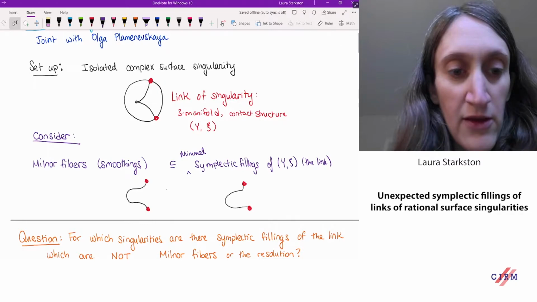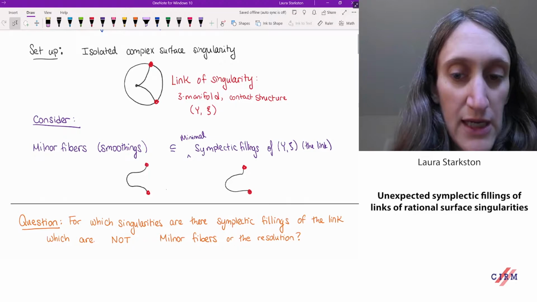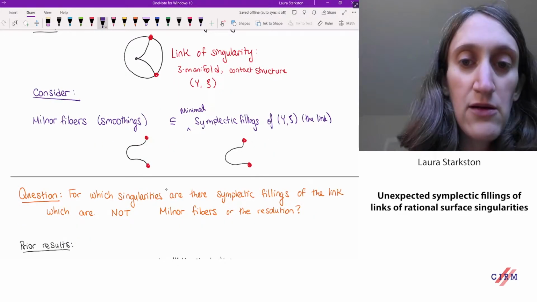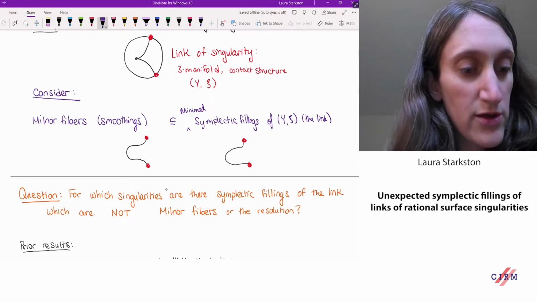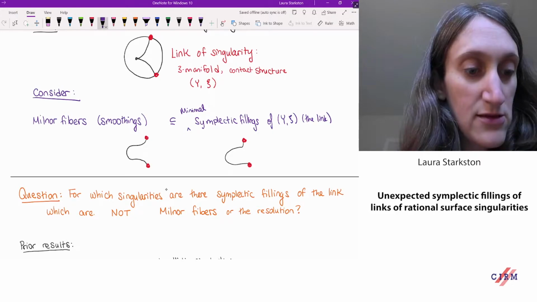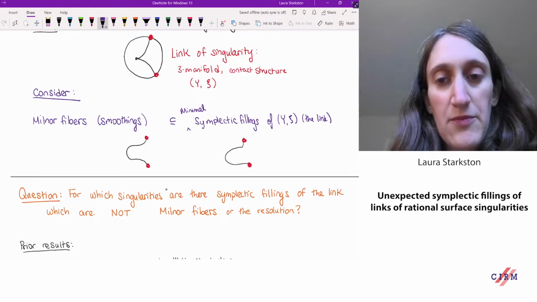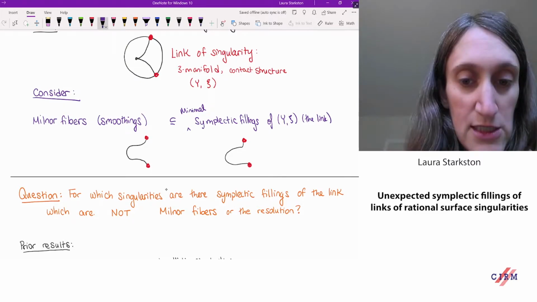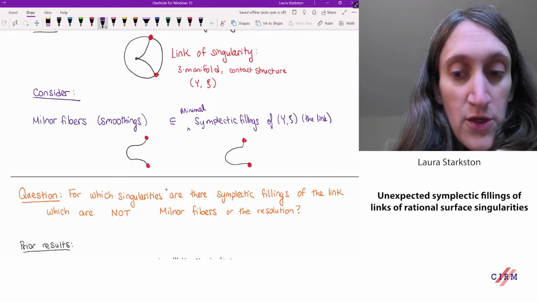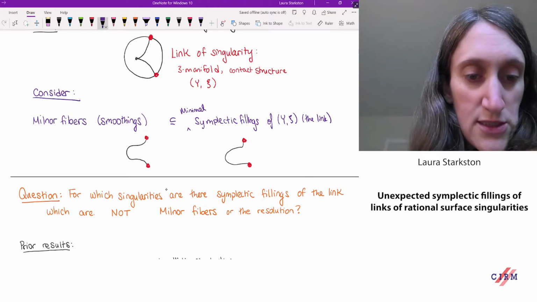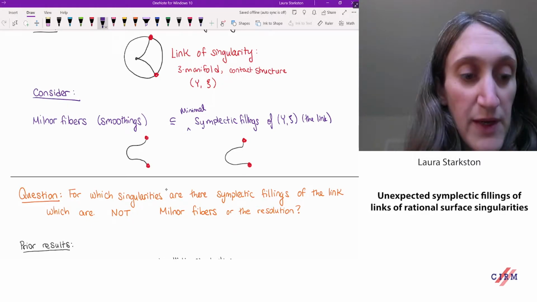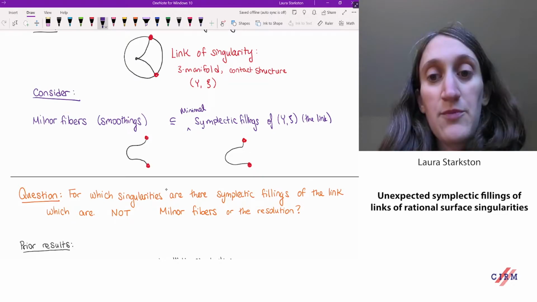Okay, so the main question that I want to consider is, while these complex surfaces are examples of symplectic fillings, is there more to look at in the world of symplectic fillings than just the ones coming from these smooth deformations? So are there types of surface singularities where there are symplectic fillings that are not just Milnor fibers, or maybe the resolution, the minimal good resolution? So these would be symplectic fillings, but they're ones that we already expect to have coming from the complex algebraic geometry. Does symplectic topology have more to offer? So that was the main question.